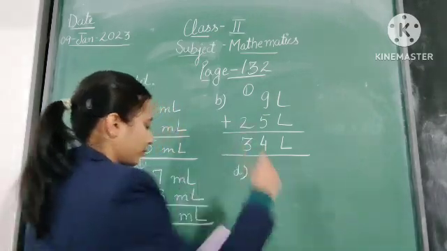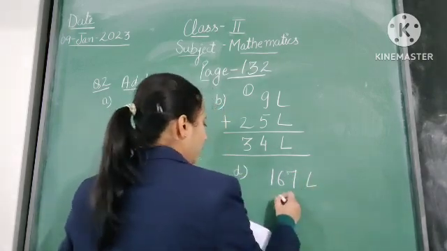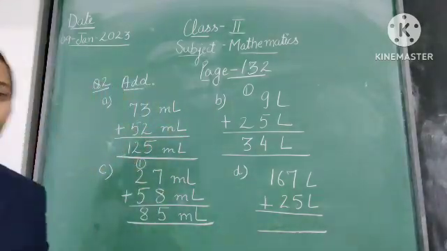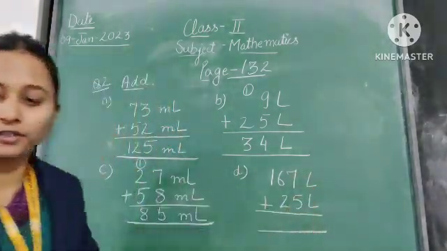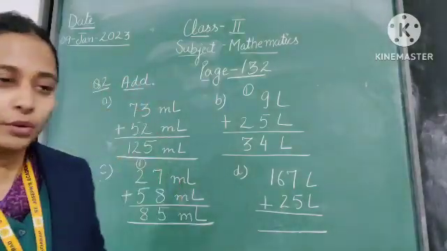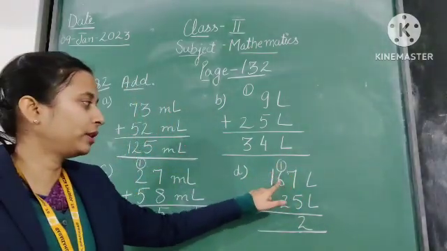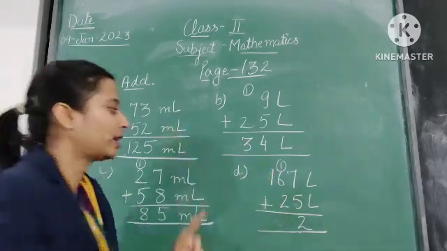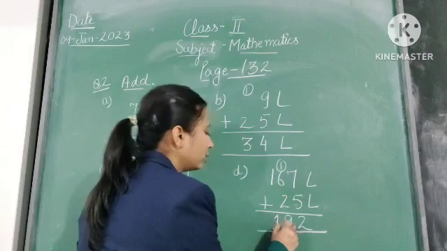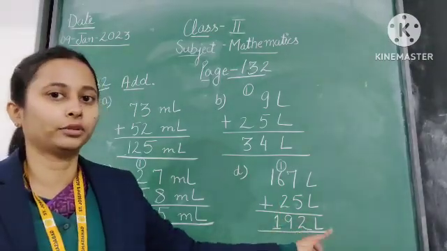Part D. Here we have to add 167 liters and 25 liters. If we add 7 and 5, after 7 we have to add 5, so we get 8, 9, 10, 11 and 12. We write 2 here and 1 will be carried forward. Then 1 plus 6 will be 7 and 7 plus 2 will be 9. And then 1 will come as it is because there is no other number here. So 1 here, and we will write down the unit which is liters. So the answer we got here is 192 liters.